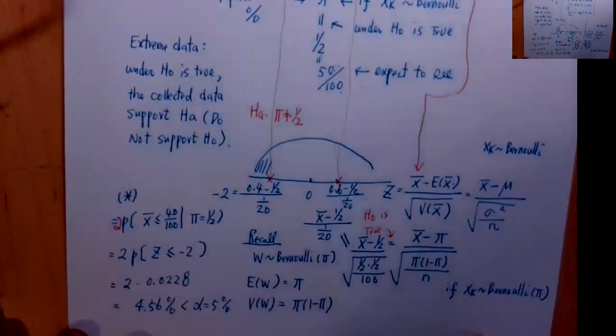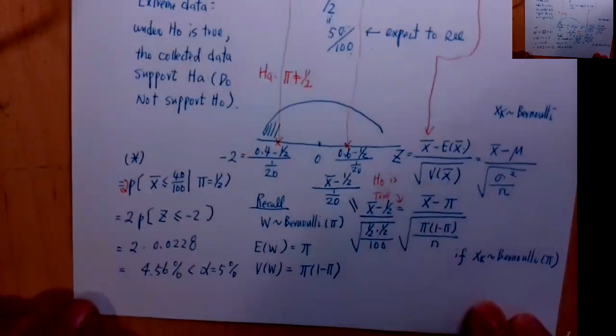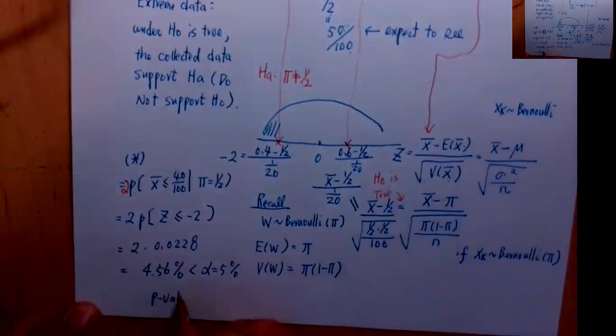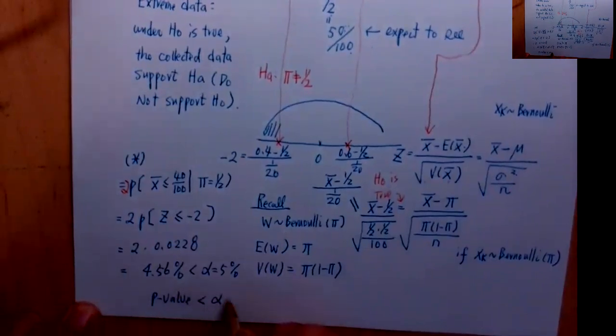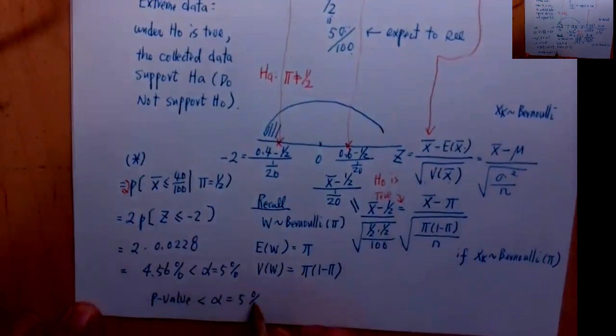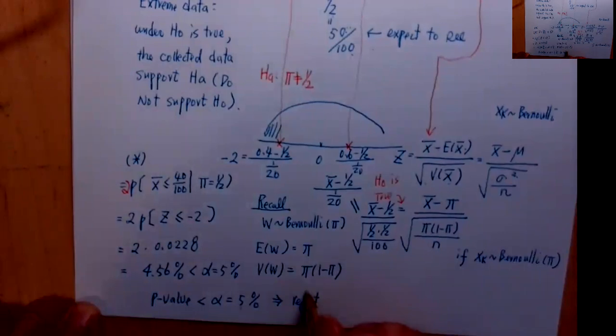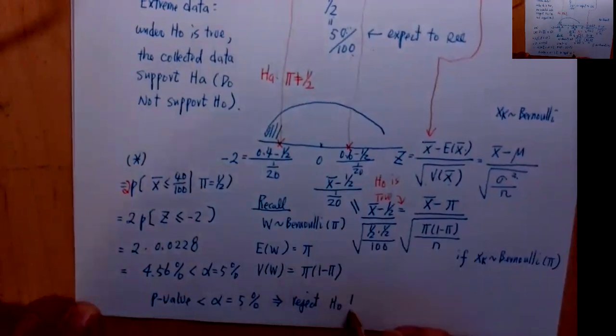So by the decision rule we made in step 3, the p-value is less than alpha equal to 5%. The p-value is too small. We're going to reject H-naught. This briefly covers step 5. We will come back with more explanation on step 5. Let's take a short break here.